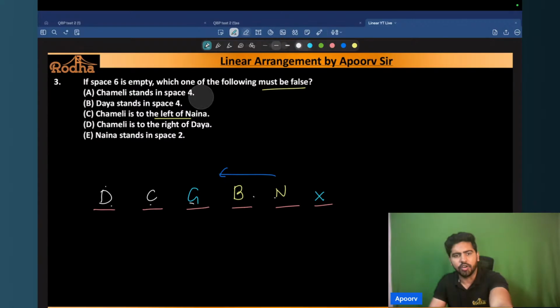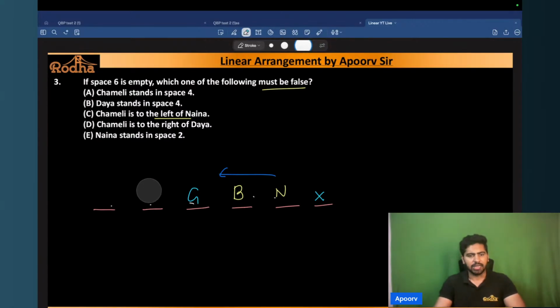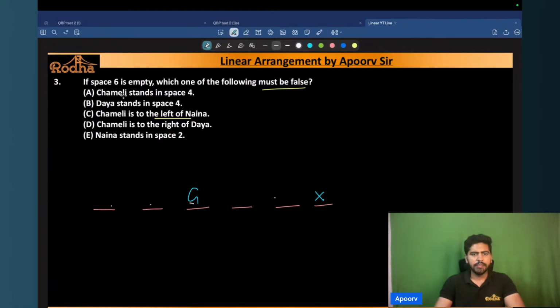Let's check for option number B here, if that is a possible option. As per option number B, Nana stands in space number 4. If I'm putting Nana in space number 4, then the only possibility is that B and N can come here, because they have to appear together, right? And if B and N are coming here, then Chameli will come here. And this is space number 5.